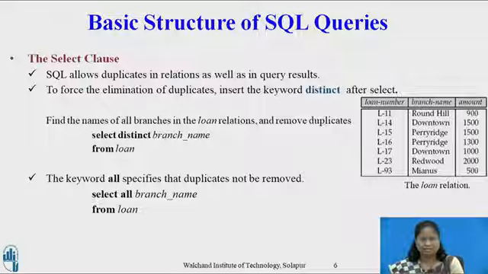SQL allows duplicates in the relation as well as in the query result. To force the elimination of duplicates, insert the keyword distinct after select. Example: find the names of all the branches in the loan relation and remove the duplicates. SQL command: select distinct branch name from loan. The keyword all specifies that duplicates not be removed: select all branch name from loan. Since duplicate retention is the default, we will not use all.